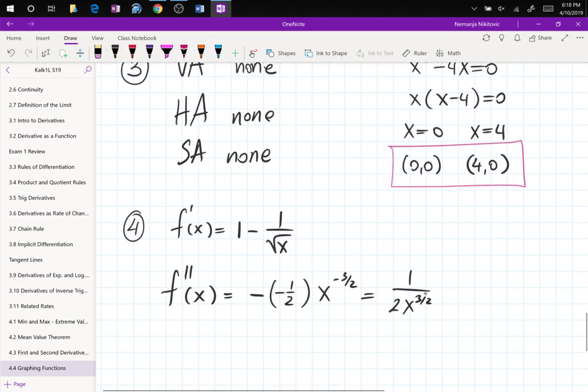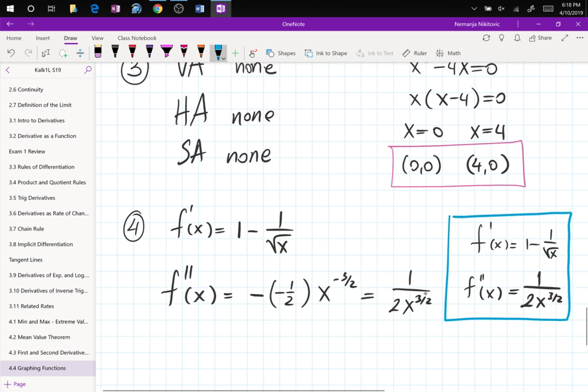So there are my derivatives. I'm going to put them on the side and box them in blue. f prime of x is 1 minus 1 over root x, and f double prime of x is 1 over 2 x to the 3/2. And I put a blue box.